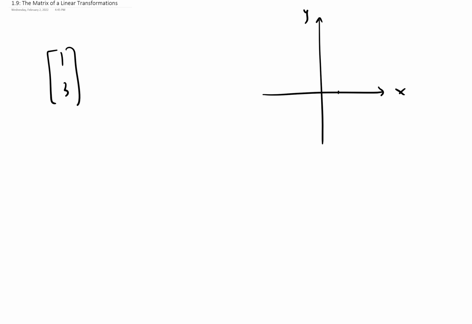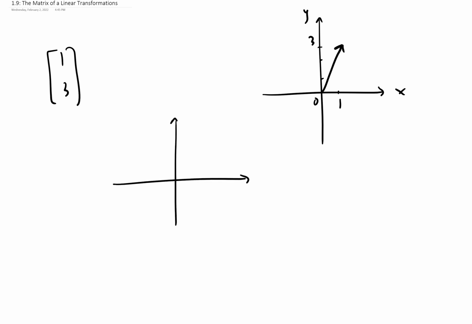Math 26, section 1.9, the matrix of a linear transformation. So the first thing I want to talk about: if they give us a vector (1, 3), how do you plot it here? It's kind of like a point: 1 and then 3, so that's the vector (1, 3). Any vector we have on the xy plane can be plotted the same way.